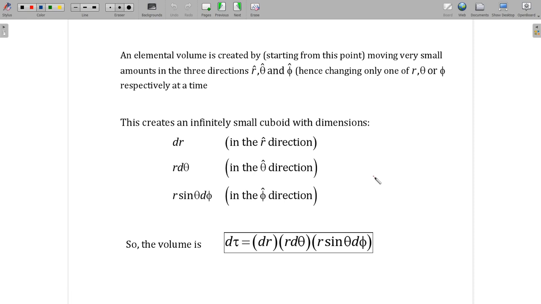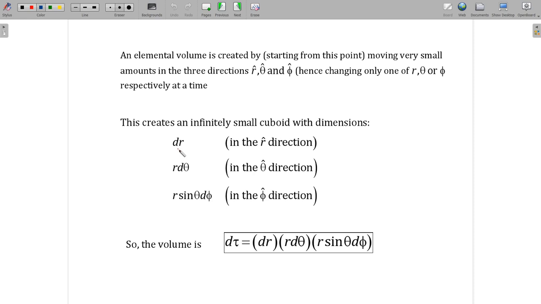So these three lengths are very important concepts, that if I move very small lengths in these three directions, these are the lengths that I get in terms of the small changes in r, theta, and phi. So these are the elemental steps, elemental lengths that I move in the three directions.